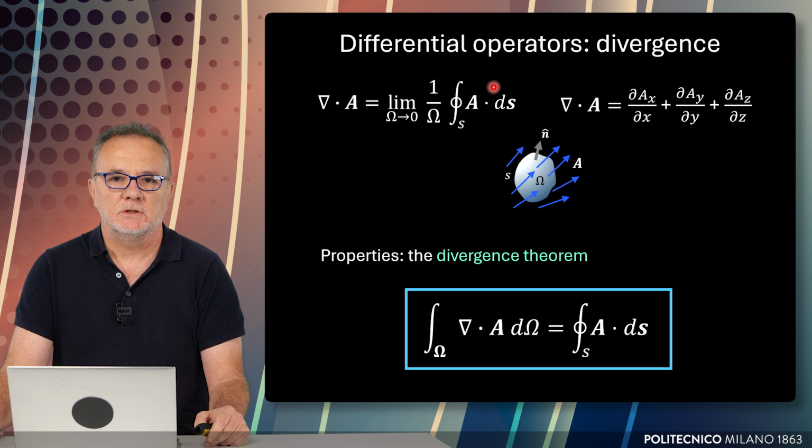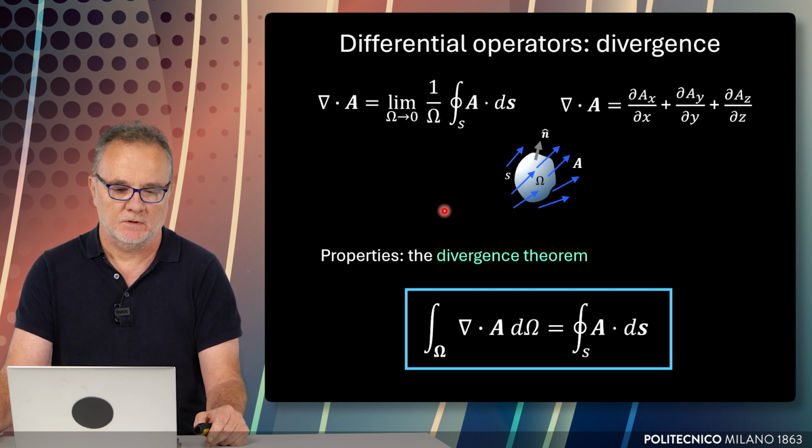Another important operator is the divergence. The divergence is obtained as follows. We take a closed surface and we compute the flux of our vector field through this closed surface. This closed surface is the boundary of a volume omega. So we divide our flux by omega and we take the limit as omega goes to zero around a given point of space. This is the definition, which is independent of the coordinates used, of the divergence of A.